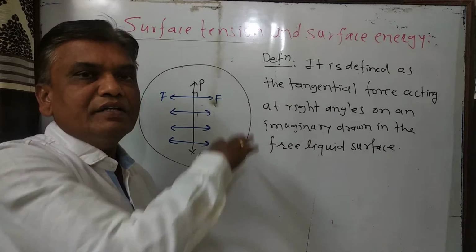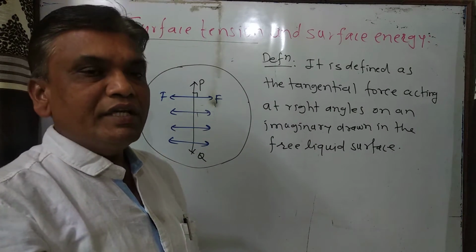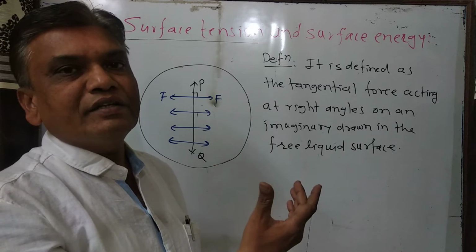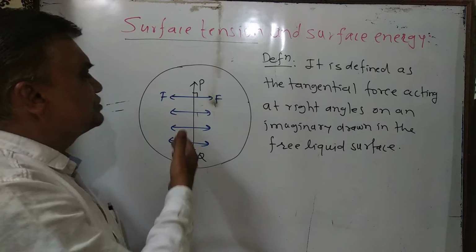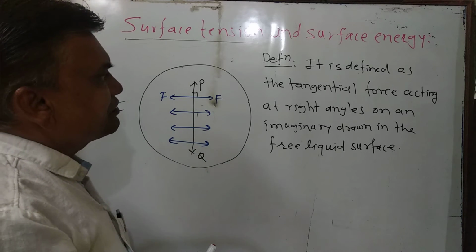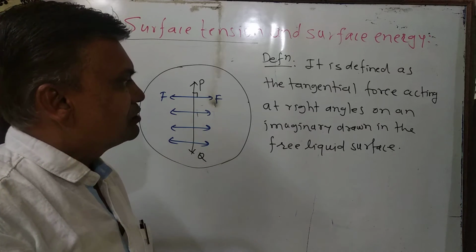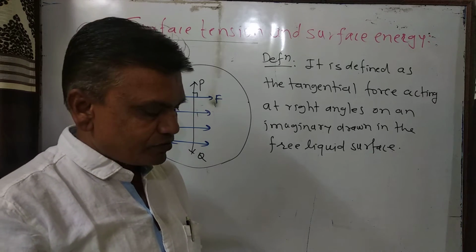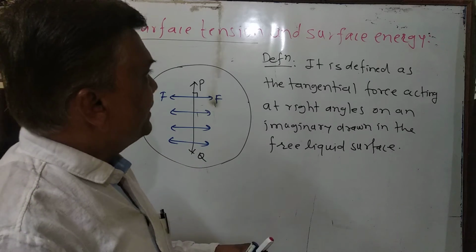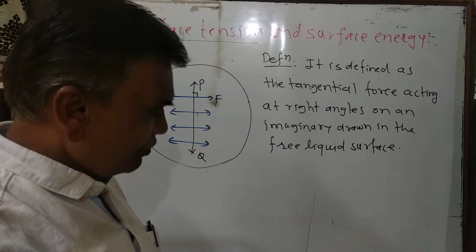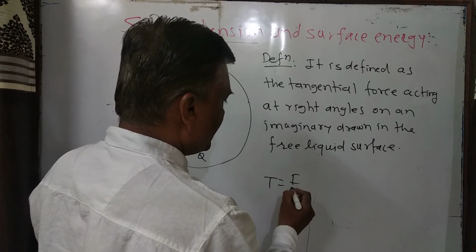We have already seen this in the initial three figures. There is a force on that thread and this force acts at right angles to the imaginary line. That's why the tangential force acting at right angles to an imaginary line drawn in the free liquid surface is called surface tension. So next, surface tension T equals F by L.